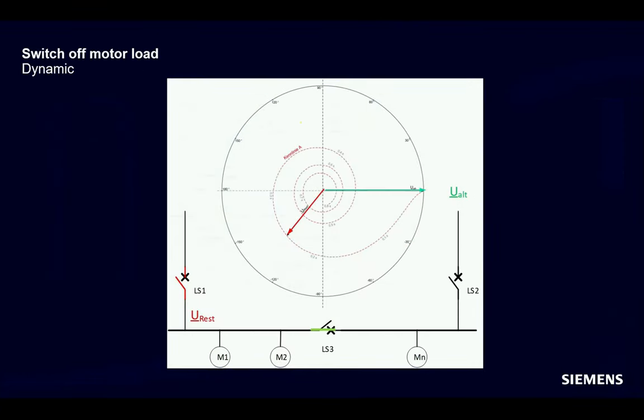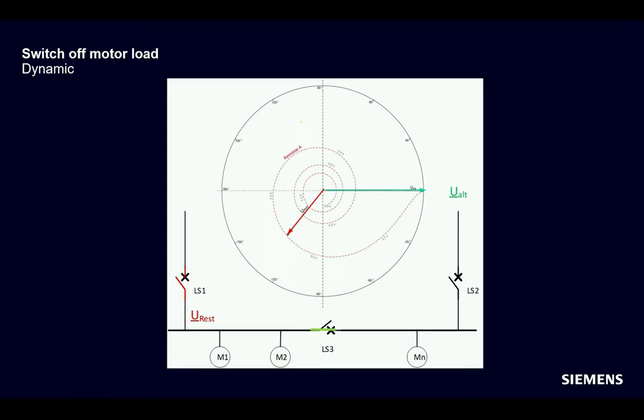Especially when we have a look here at the switching off of a motor load, you see the dynamic. Here we see the circle diagram, or the snail. The green arrow is the alternative voltage, and the red one is the residual voltage. The longer it goes on after the fault occurs and we open the breaker, the voltage gets lower and lower. That means the voltage is decreasing, the frequency is decreasing, and the phase angle gets bigger and bigger. And of course, such behavior needs to be simulated dynamically.